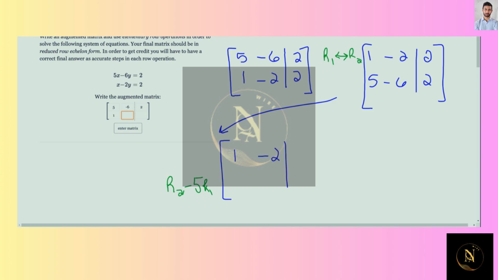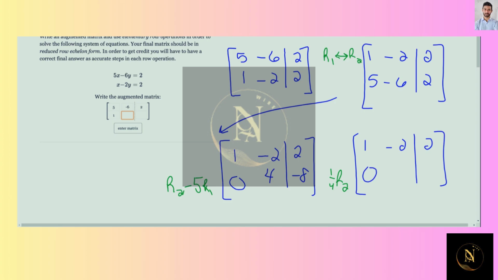So row 1 stays the same, 1, negative 2, 2, and then row 2 will now be 5 minus 5, which is 0, negative 6 plus 10, which is 4, and 2 minus 10, because it's 2 minus 5 times 2, and 2 minus 10 is negative 8. Then we can take a quarter of row 2, 1/4. That way we get a 1 in row 2. So 1/4 of 4 is 1, 1/4 of negative 8 is negative 2.